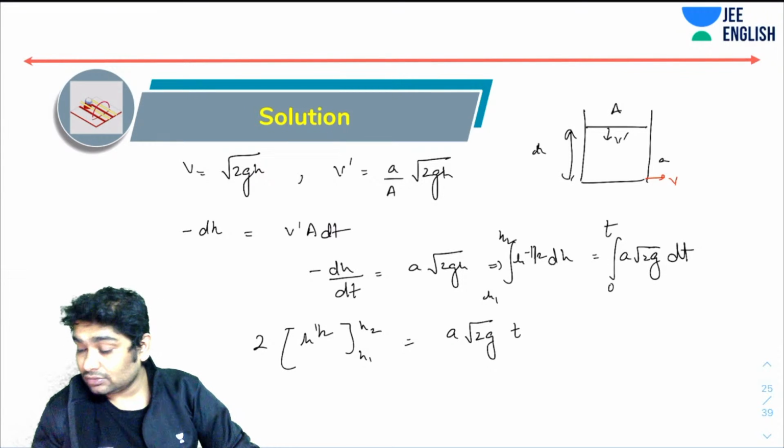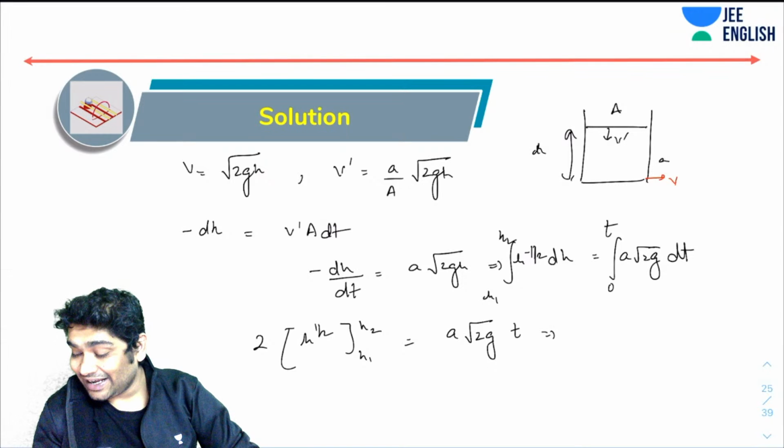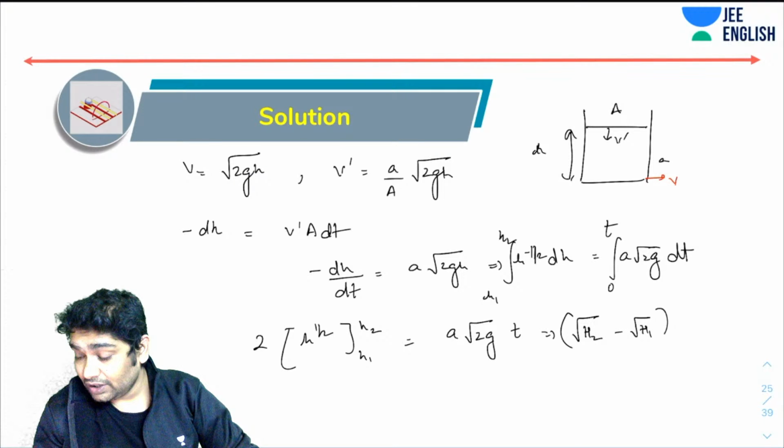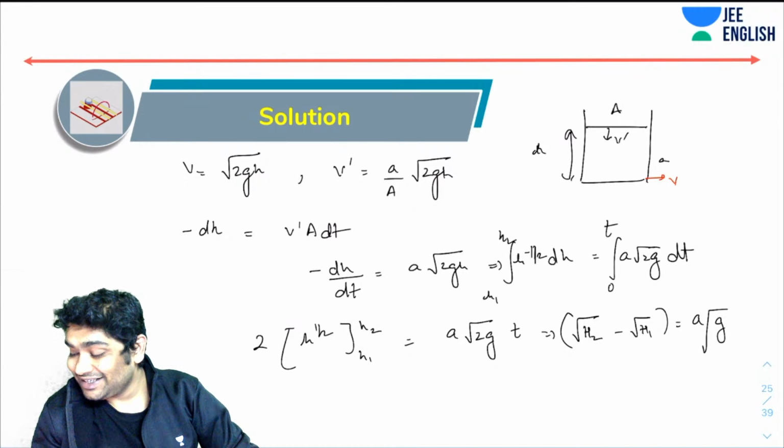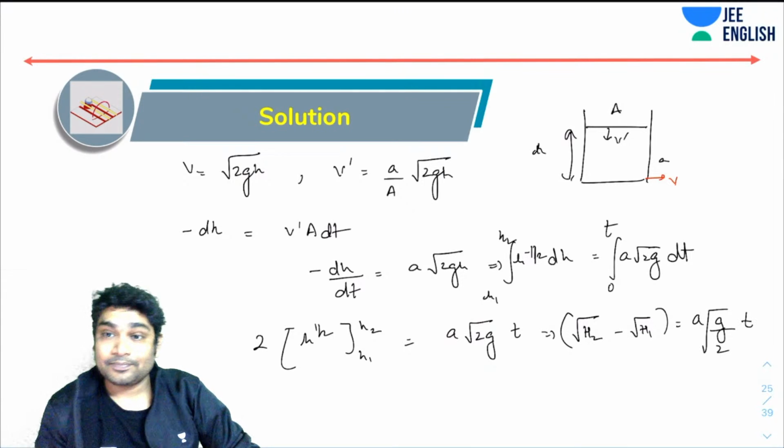All right. So from here I will realize root h2 minus root h1 equals a times g by 2 t.